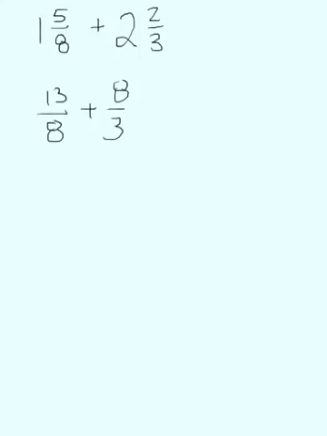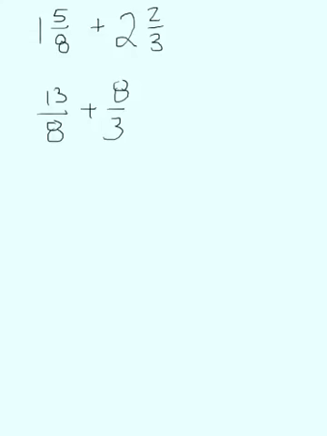Okay, I changed them, but I can't add them yet. Why? I need a common denominator. What would it be? 24. Good. Why is it 24? 8 times 3 is 24. 3 times 8 is 24. Does that make sense? This means yes. This means no.